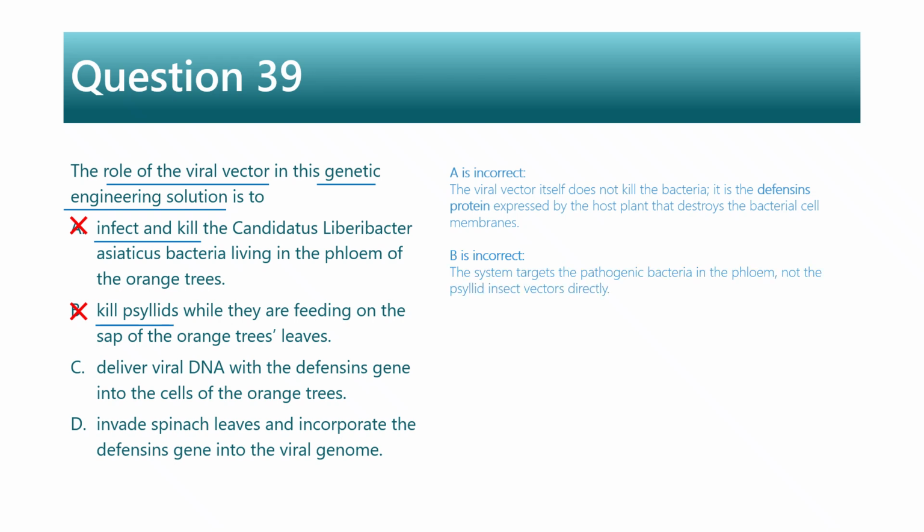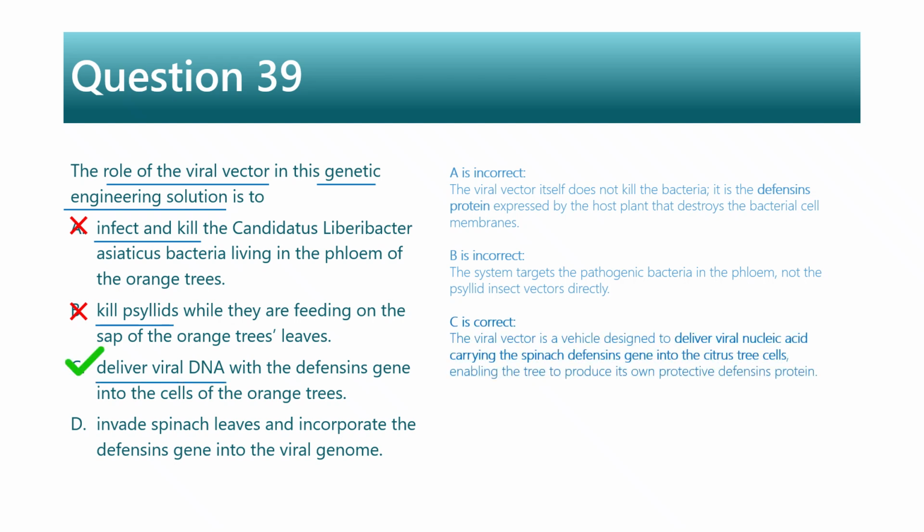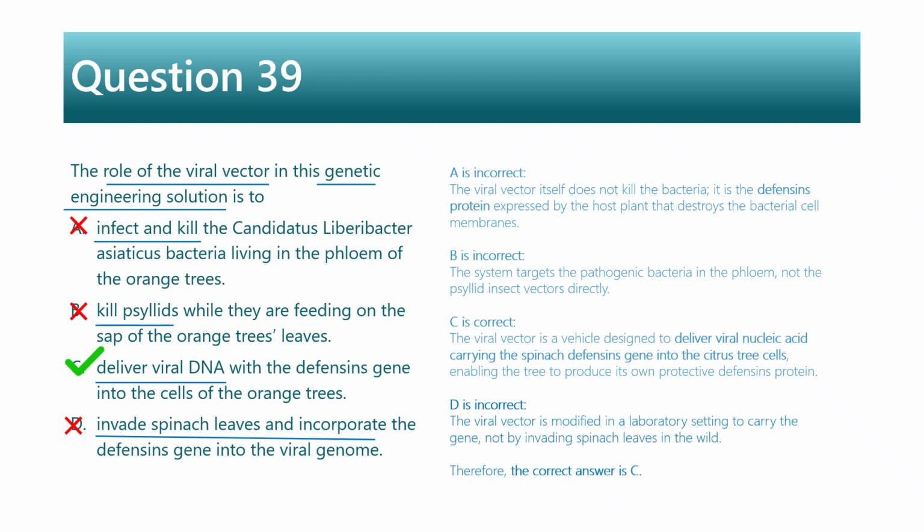C is correct. The viral vector is a vehicle designed to deliver viral nucleic acid carrying the spinach defensins gene into the citrus tree cells, enabling the tree to produce its own protective defensins protein. D is incorrect. The viral vector is modified in a laboratory setting to carry the gene, not by invading spinach leaves in the wild. Therefore, the correct answer is C.